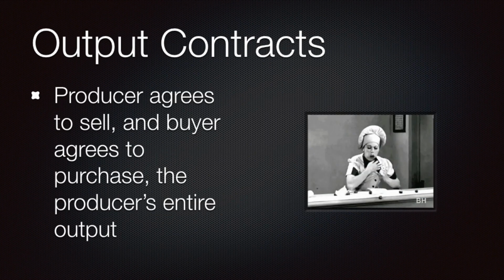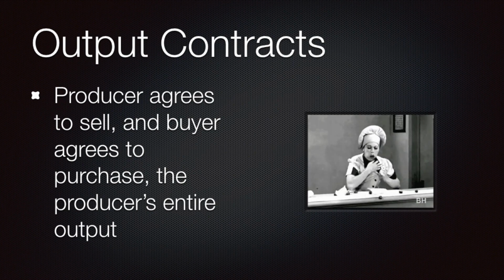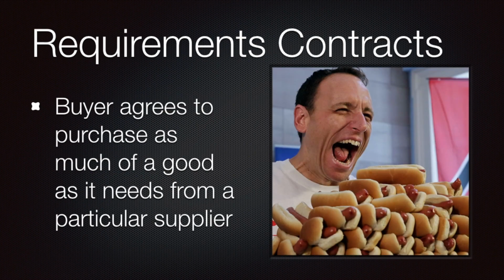An output contract is quite simply where the producer agrees to sell and the buyer agrees to buy the producer's entire output. All of the output will be purchased by one buyer. A requirements contract is the flip side. The buyer agrees to purchase all of its goods from a particular supplier of one type of good. In this case, this gentleman has decided to buy all of his hot dogs from Oscar Mayer. He can't go somewhere else for hot dogs, but Oscar Mayer will sell him only as many hot dogs as he can eat in this contest.